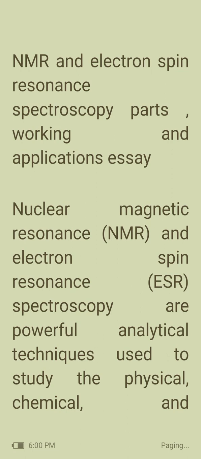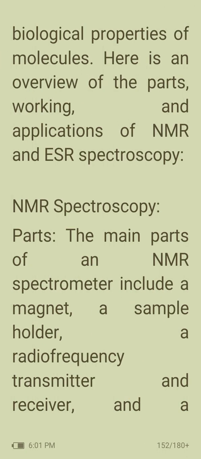In this video, we are going to learn about NMR and electron spin resonance spectroscopy, parts, working, and applications. So, nuclear magnetic resonance or NMR and electron spin resonance ESR spectroscopy are powerful analytical techniques used to study the physical, chemical, and biological properties of molecules. Here is an overview of the parts, working, and applications of NMR and electron spin resonance spectroscopy.